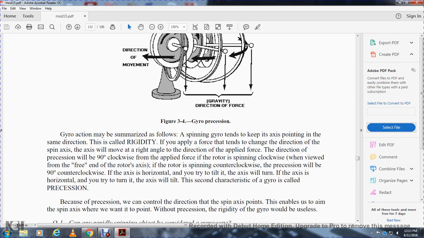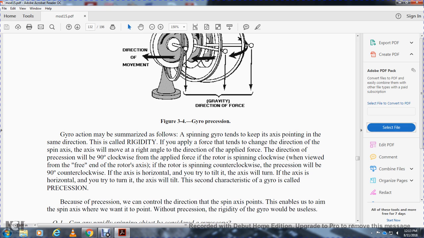Gyro action is summarized as follows. The spinning gyro tends to keep its axis pointing in the same direction. This is called rigidity. When a force is applied, the axis will move at a right angle to the direction of the force. The direction of precession will be 90 degrees clockwise from the applied force if the rotor is spinning clockwise when viewed from the free end of the rotor axis. If the rotor is spinning counterclockwise, precession will be 90 degrees counterclockwise.